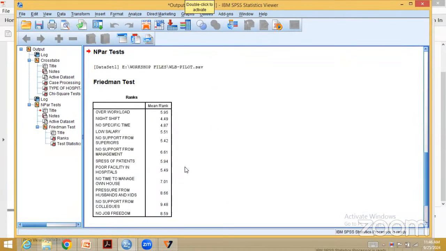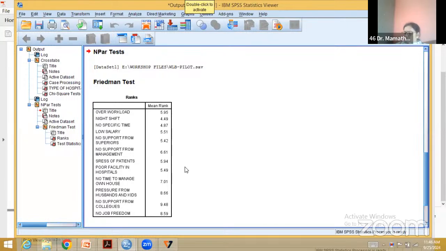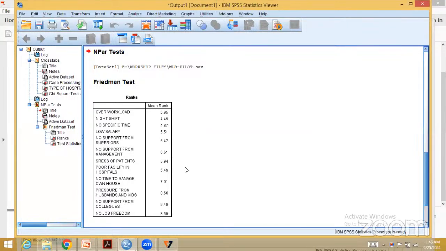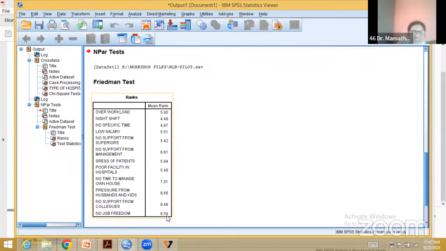See, when we take ordinal ranking variables, the matrix will indicate mean rank. Overworkload 5.95. Night shift 4.49. No specific time 4.87. Likewise, no job freedom 8.59. Can you say which is the most dominant one? 8.59?